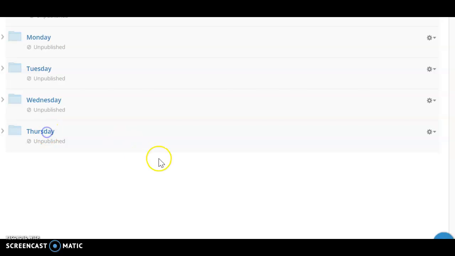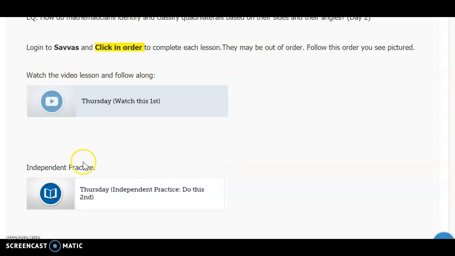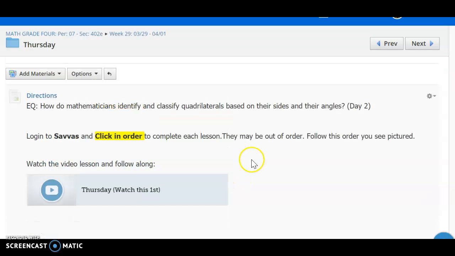Finally, on Thursday, we said 2 days on quadrilaterals, so this is day 2. You will log into Savas and look at Thursday. There is a video you're going to watch, some independent practice, and an exit ticket. We will meet at 2 o'clock, and that is your week in math.